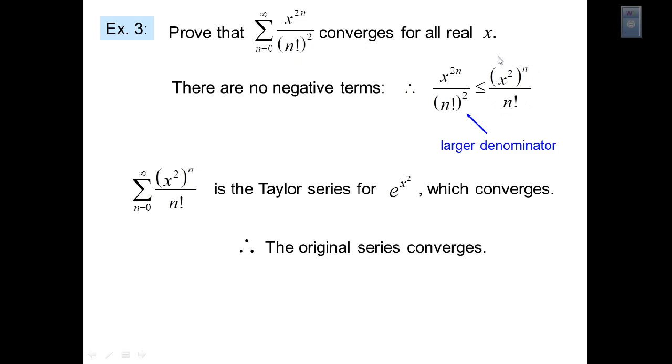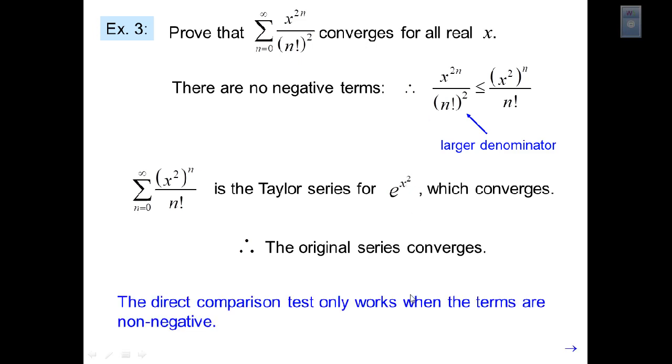So since we know that this right here, the series x squared to the n power over n factorial, converges to e to the x squared, and this series here is less than or equal to this one for all values of x, then this one's going to have to converge too. Now, the direct comparison test will only work when all the terms are non-negative. So it's not going to work for your typical cosine or sine series or anything like that.